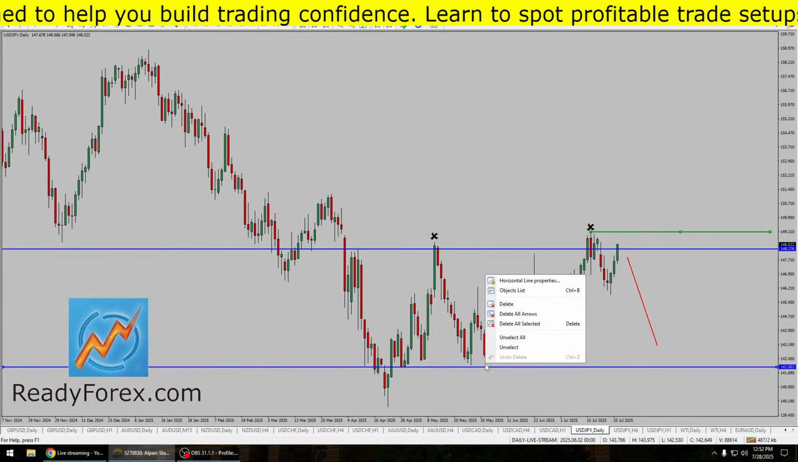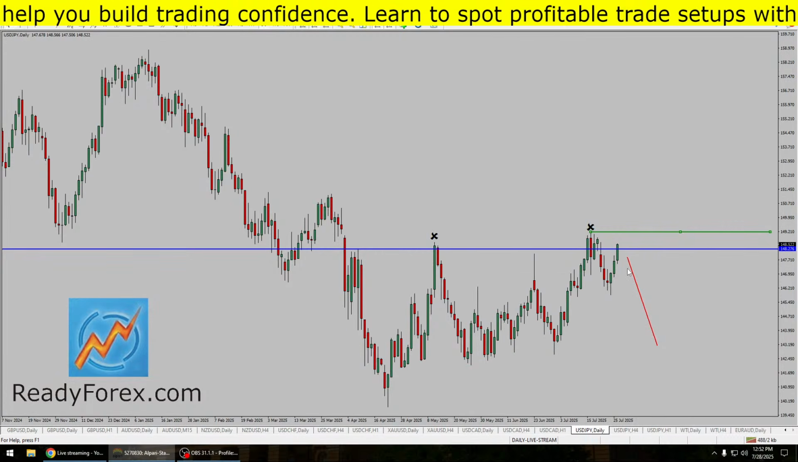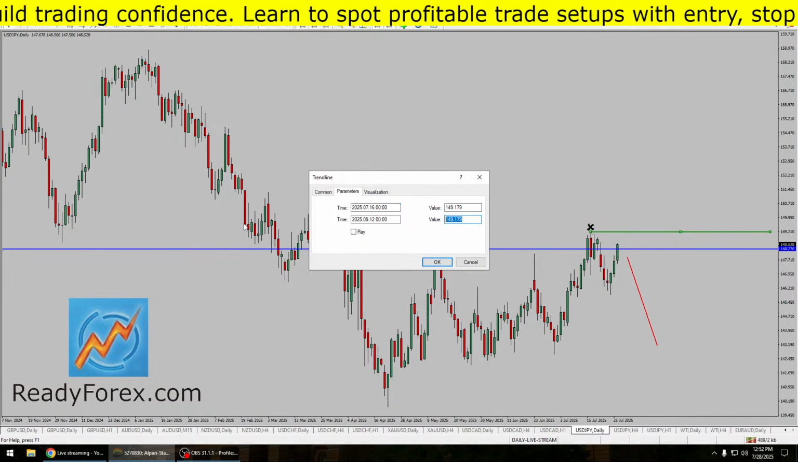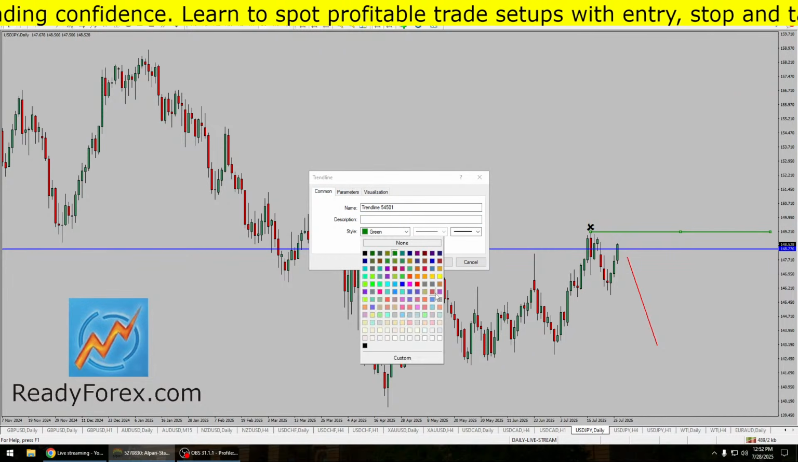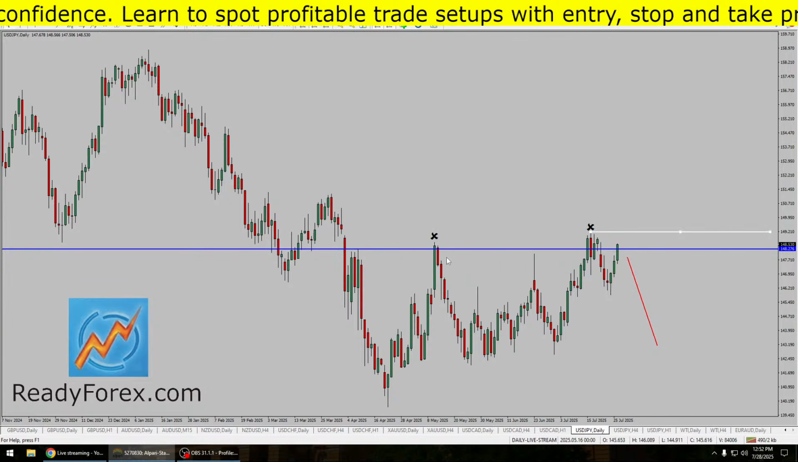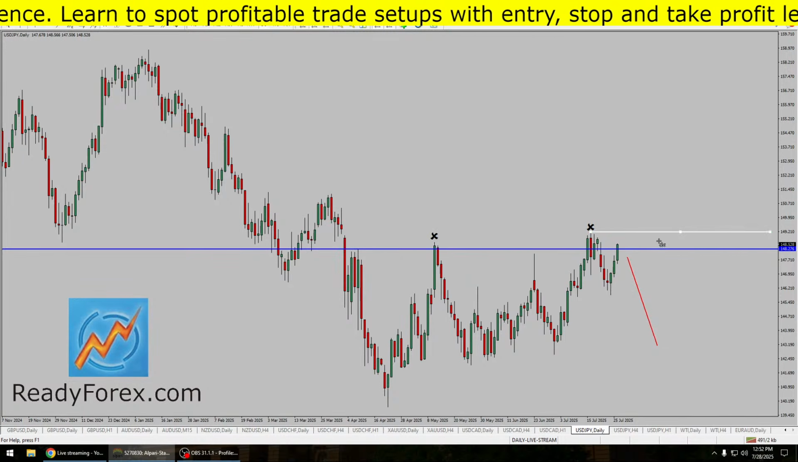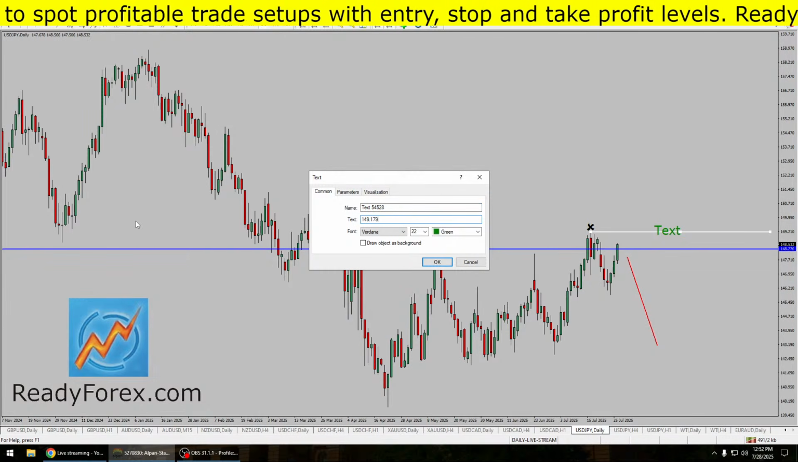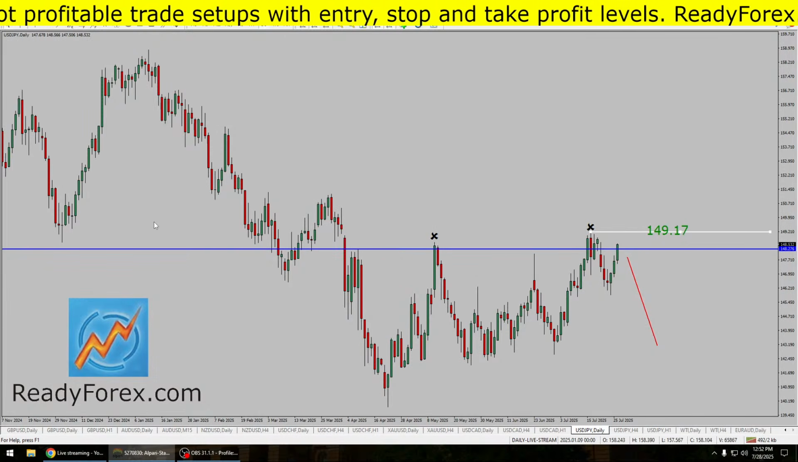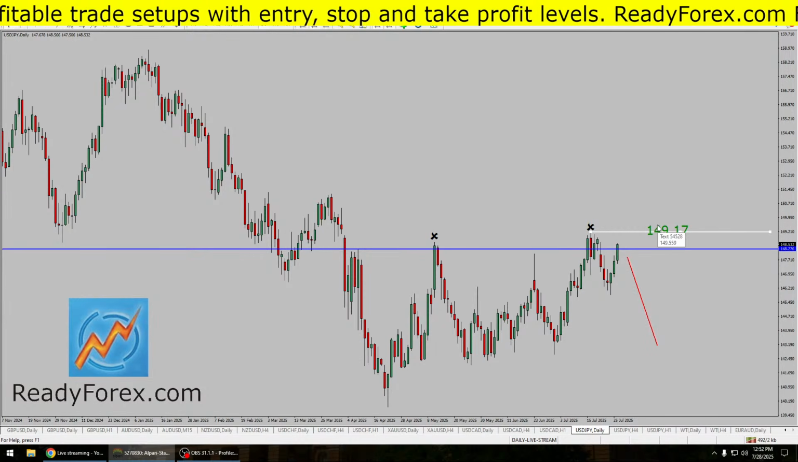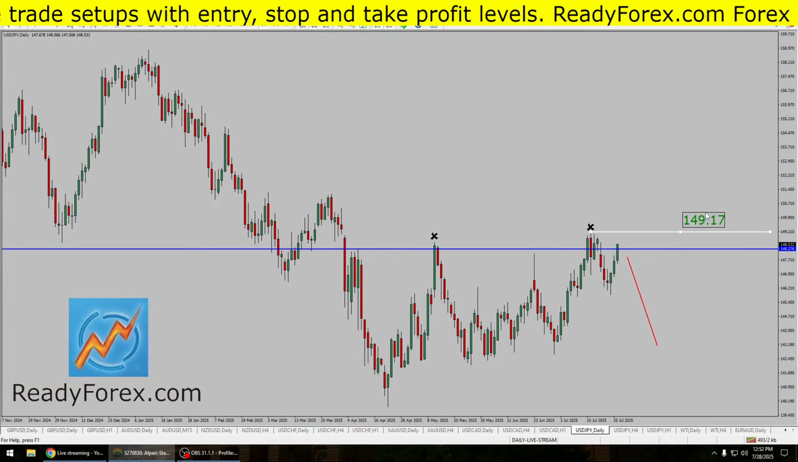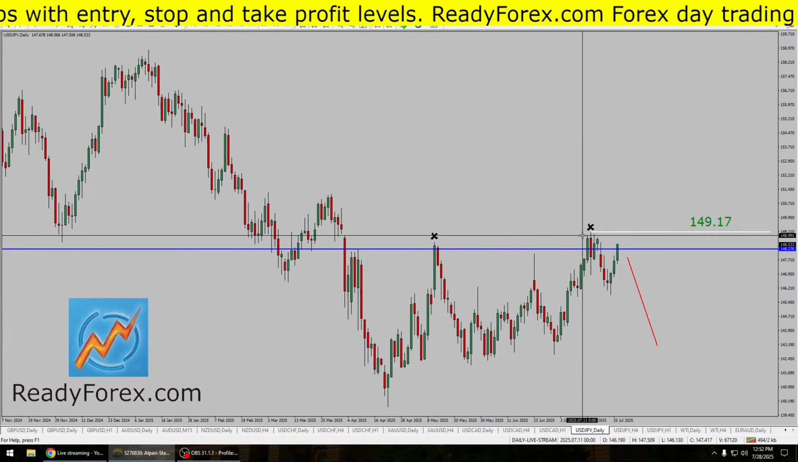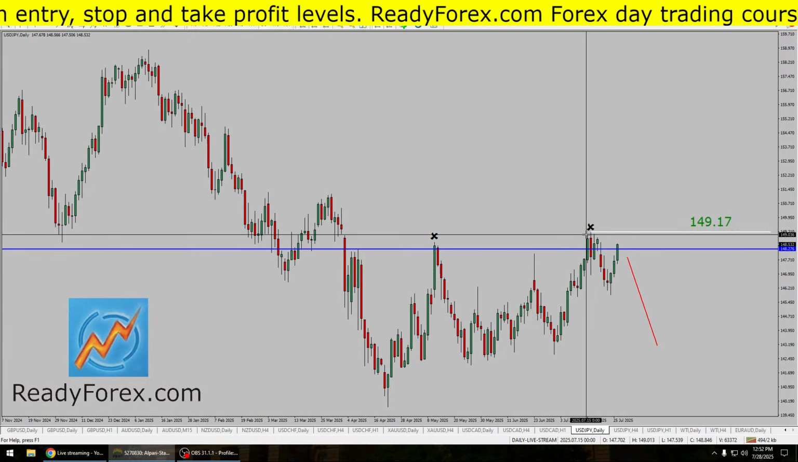I'm going to remove this one over here. So this is the area. Let me change the color to white. So if USDJPY is really looking to go up, then we should get a bullish breakout above 149.17 area. So far we only got two false breakouts, that's all.